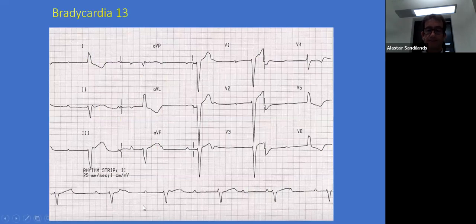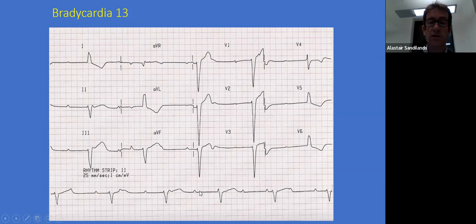Number 13. So have a look at our rhythm strip along here. Okay, we have a bradycardia, 1, 2, 3, 4, 5, 6, 36 beats a minute. Okay, we have a broad QRS, greater than 3 small squares. So we think about bundle branch block, or we might think about an escape rhythm coming from the distal ventricle.